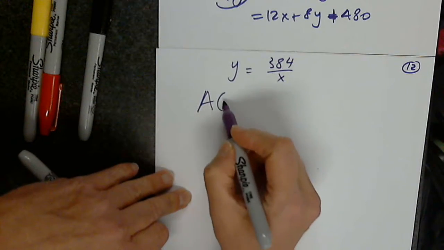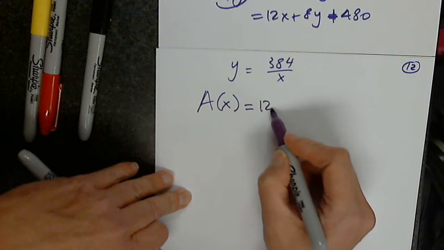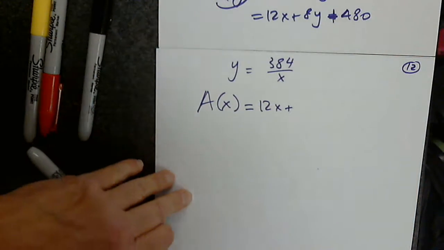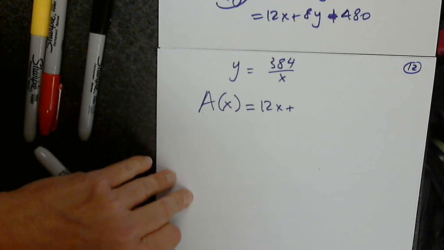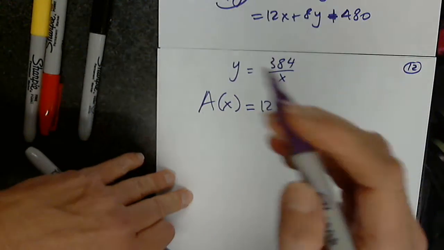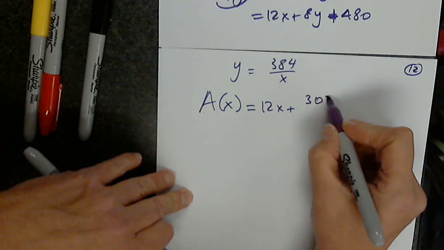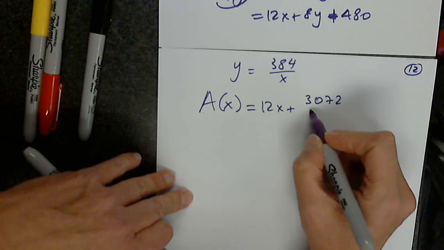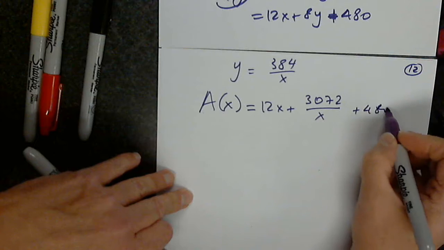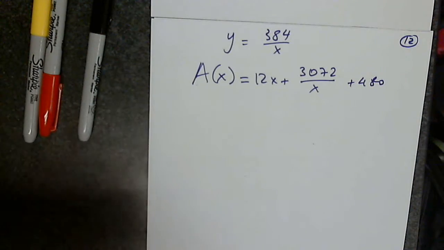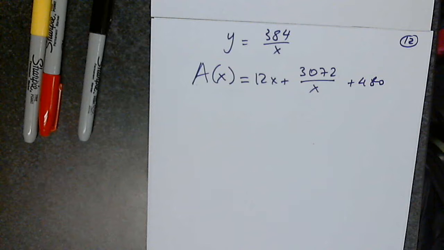So now I finally have A of x, which is 12x plus, how much is 8 times 384? I can multiply. I got 3072 divided by x and plus 480. From this moment on, you don't need my help. What are you going to do? Differentiate, and then set it equal to 0. Very good. Let's do just that.